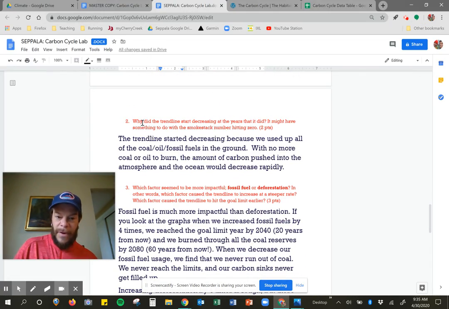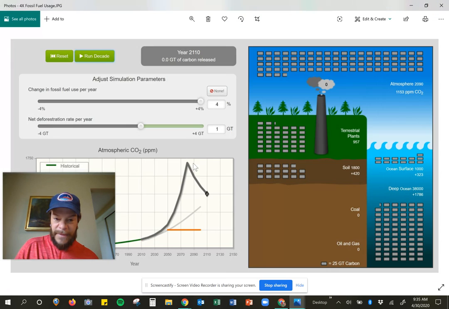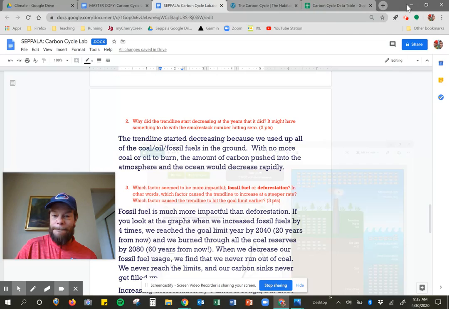Number 2, why did the trend line start decreasing? Well, the trend line started decreasing because we used up all of the coal and fossil fuels in the ground. We don't have any more coal to burn. We don't have any more oil and gas. We have none left. When we have none left, we have none to burn. Therefore, we're not going to put as much in the atmosphere anymore. We've just run out. Hopefully we have solar-powered cars by then.